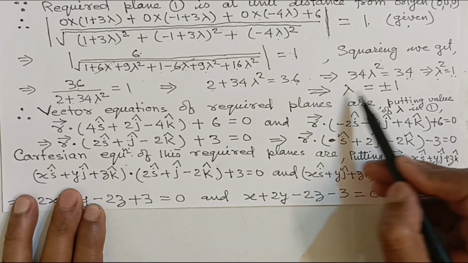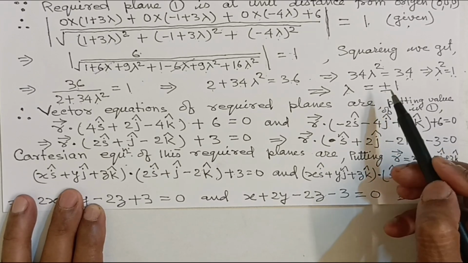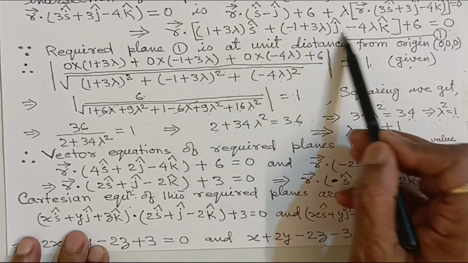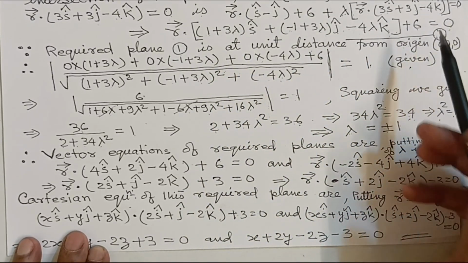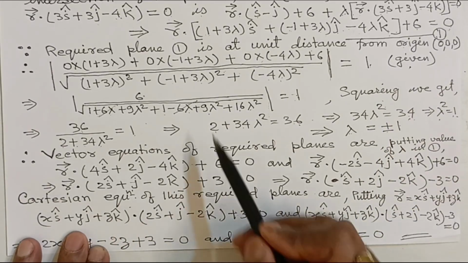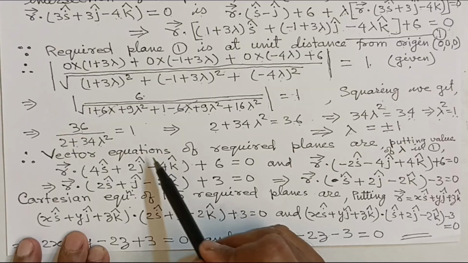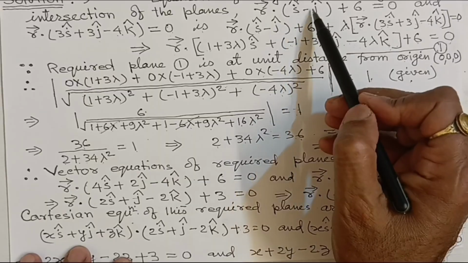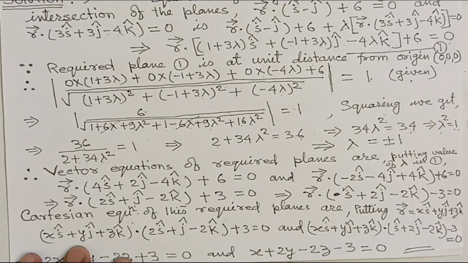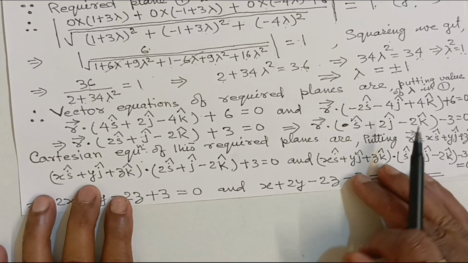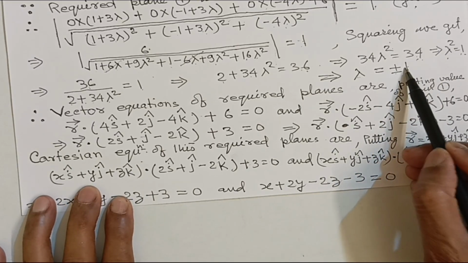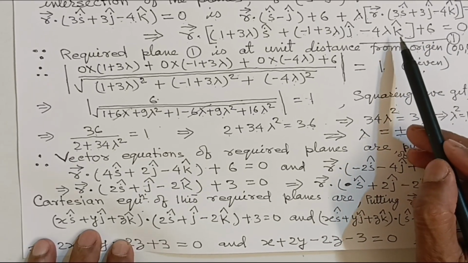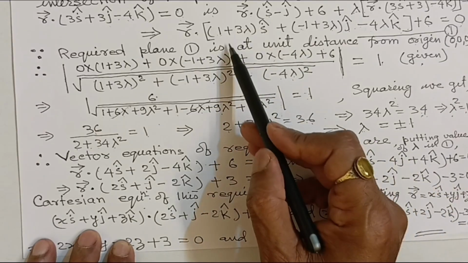Putting the value of lambda as plus 1 once and minus 1 next in equation 1, we get the vector equations of the required planes which pass through the intersection of these two planes: putting lambda equal to plus 1 in equation 1 here, and lambda equal to minus 1 again in equation 1.